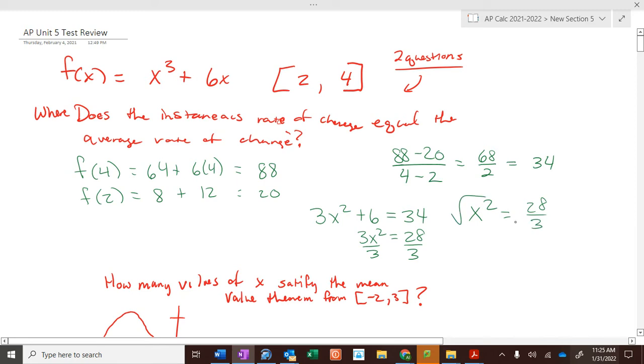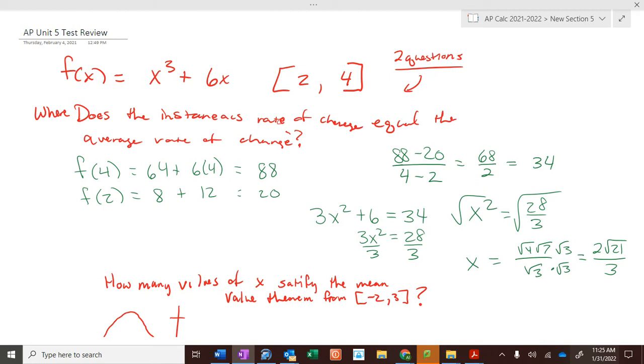If we take the square root, x equals the square root of 28, which is the square root of 4, square root of 7, over the square root of 3. Multiply top and bottom by square root of 3. So it's 2 square root of 21 over 3. Now, what you should probably do is take the square root of 28 over 3 on your calculator. Somebody? 3 point something. So it's in between 2 and 4, correct?